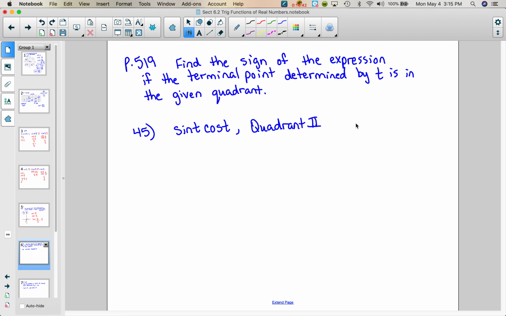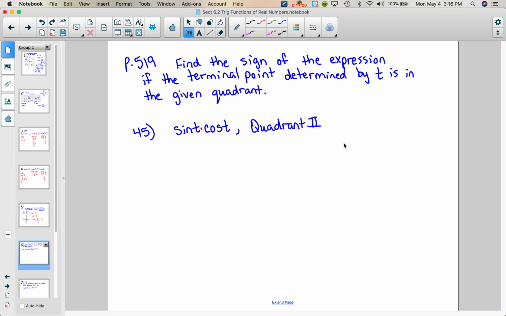Number 45 on page 519, find the sign of the expression if the terminal point determined by t is in the given quadrant. So if we have a quadrant 2 angle is really what that's saying. And this is times. So I want to know what's the sign of sine t times cosine t if the angle t is in quadrant 2?